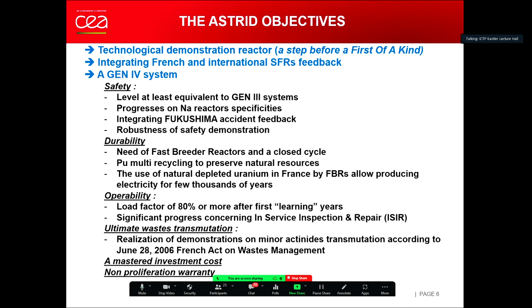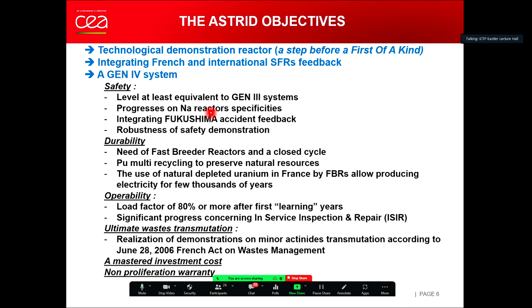The idea is to integrate French and international SFR feedback. It's a generation 4 system. You know maybe the requirements for generation 4 systems. I think it's not necessary to detail because it's general aspects, but for safety, we say a level at least equivalent to Gen 3 systems in terms of safety.